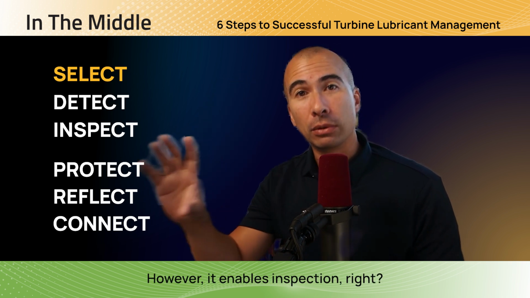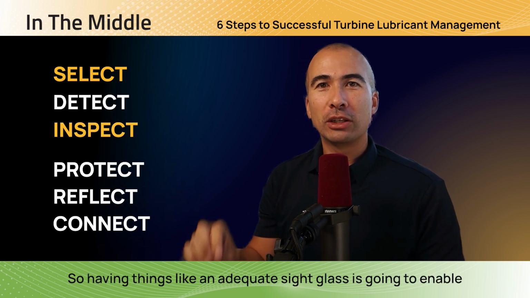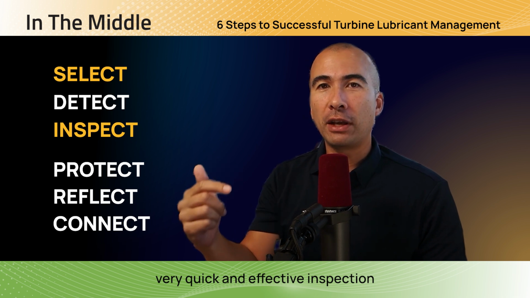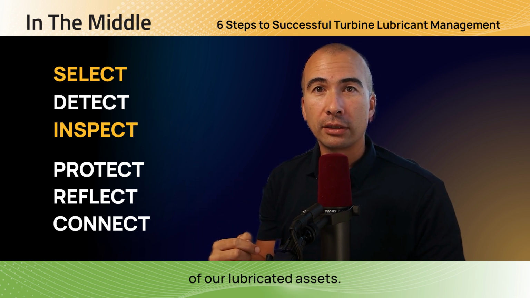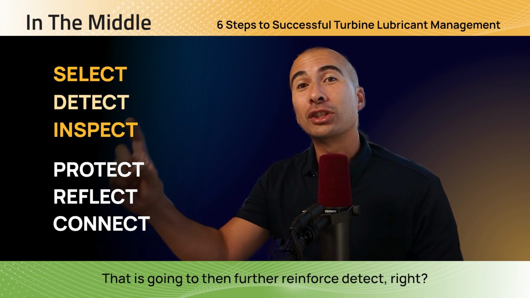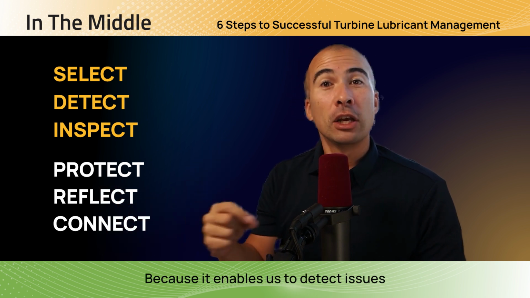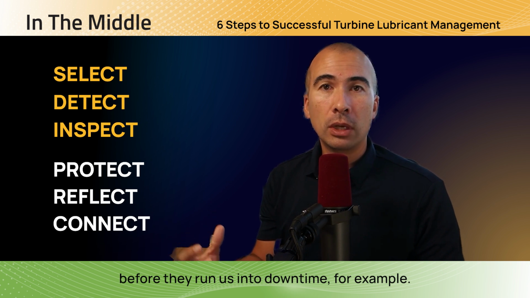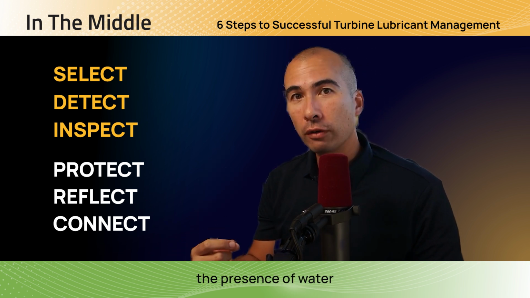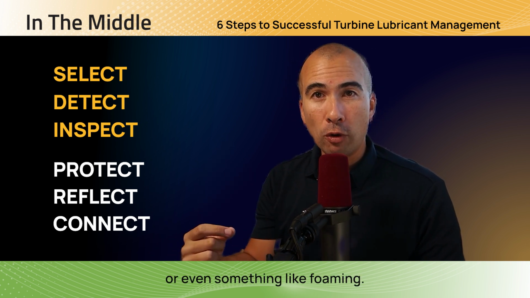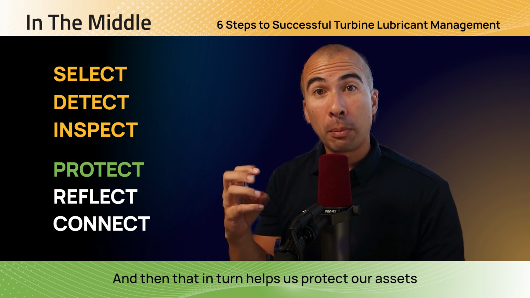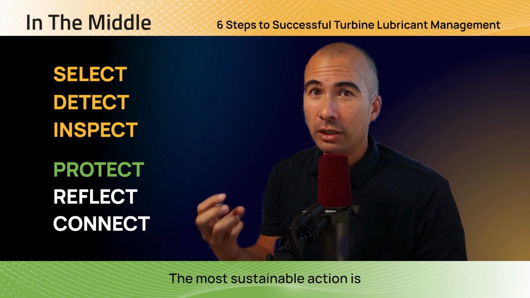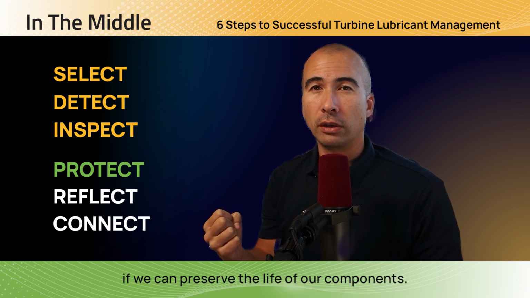However, it enables inspection, right? So having things like an adequate sight glass is going to enable very quick and effective inspection of our lubricated assets. That is going to then further reinforce detect, right? Because it enables us to detect issues before they run us into downtime, for example. So in a sight glass, we might be able to observe the presence of water or even something like foaming. And then that in turn helps us protect our assets and protect the environment. The most sustainable action is if we can preserve the life of our components.